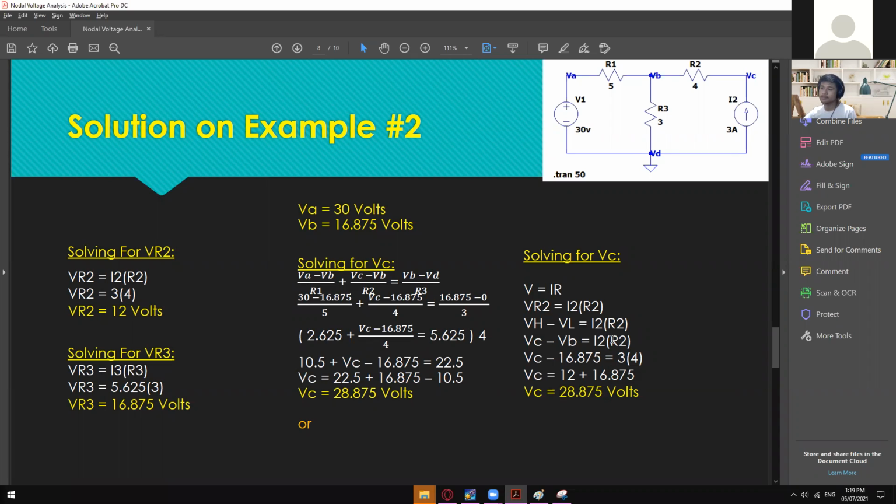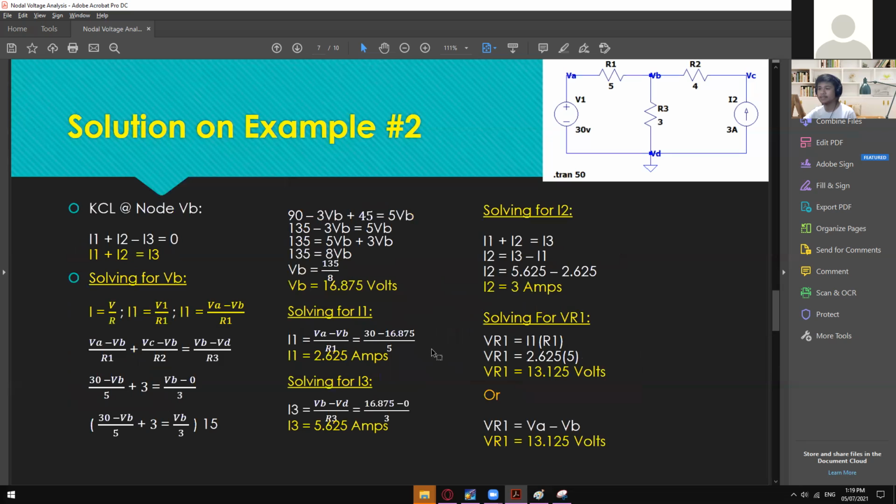Okay, so in here, you have a lot of ways. Just try to verify if you will arrive with the same answer. Then if you arrive with the same answer, then most probably your answer right here is correct. Okay, so with that, we already have the values for the VA, VB, and then VC, and then the VR1, VR2, and then VR3, and then the currents, which is I1, I3, and then I2, which is already given.